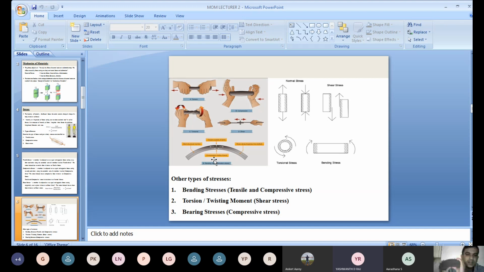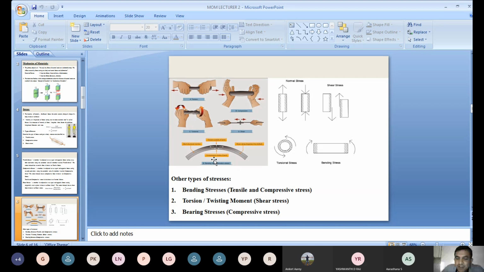Sir, can you please give us an example to distinguish between shear stress and tensile stress? Okay, an example. One is tensile, another is shear. Suppose you take the best example, tug of war. I think almost all the boys have played that. You know tug of war?